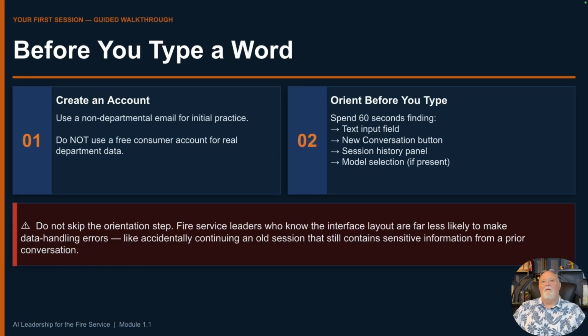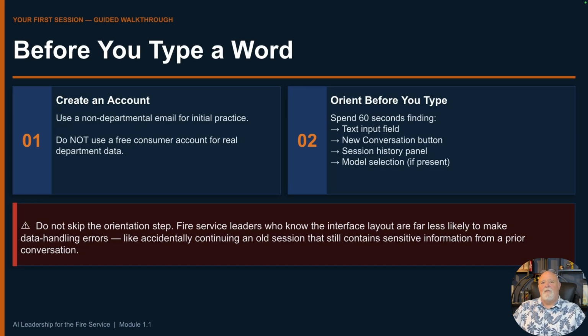Let's do this together. Open the platform on your own device right now. We're going to walk through this in real time. Step number 1, create an account using a non-departmental email address. This is for practice only. Before any of this goes near real department data, your organization needs to establish a formal account with appropriate data handling agreements. Today, we're in practice mode.